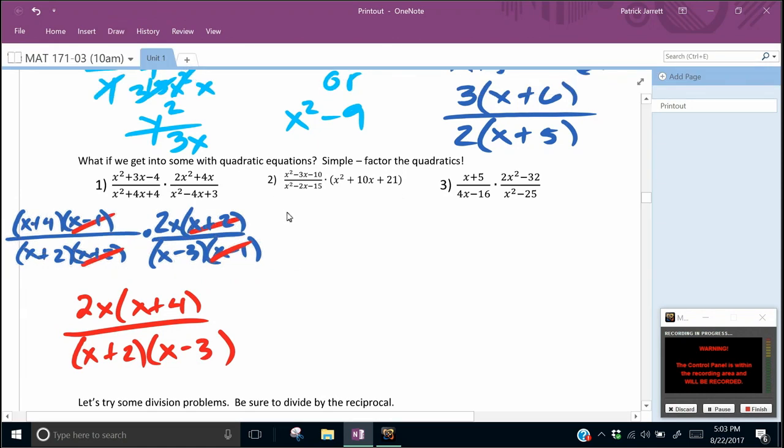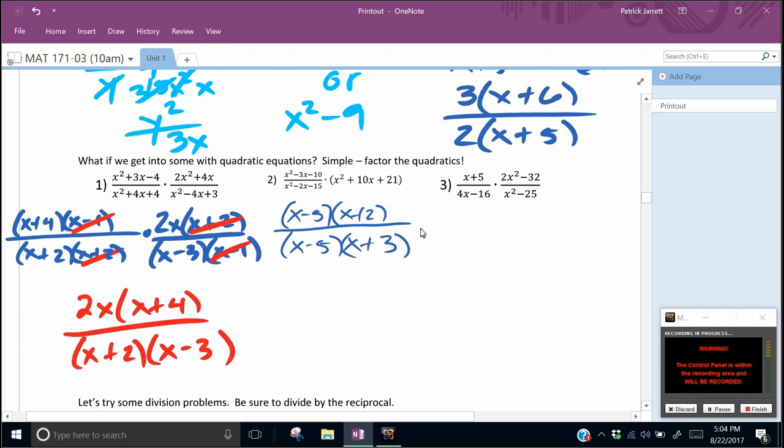Basically, I emphasized on day one that we would need to be able to factor quadratic expressions, and as you can probably tell, that's never going to go away. So, for this one, x squared minus 3x minus 10 will become x minus 5 times x plus 2. Now, x squared minus 2x minus 15 becomes x minus 5 times x plus 3.